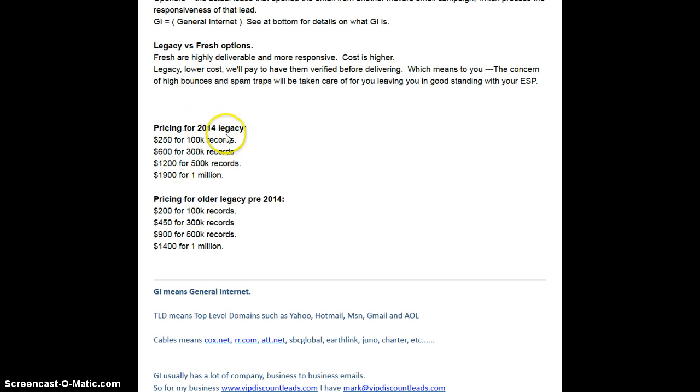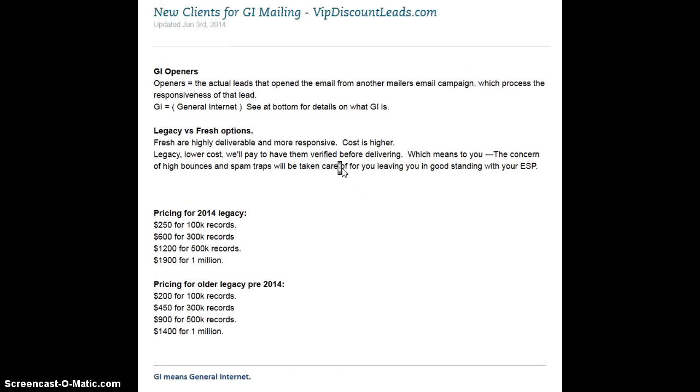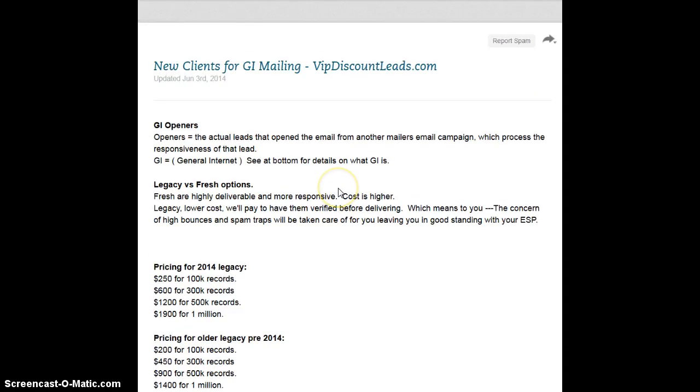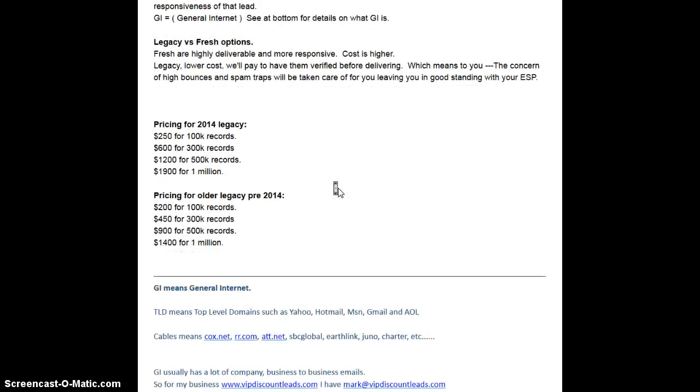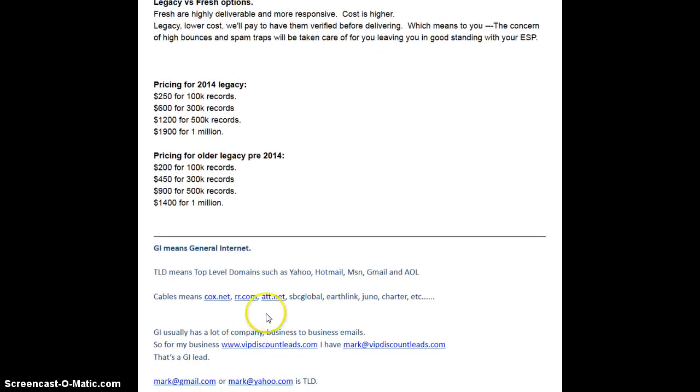So 2014 legacy is going to be a little bit more expensive than the pre-2014. The furthest we go back is 2012, but it would still be all cleaned up, and you would have most of those hard bounces taken out of there. Pretty much no service can get 100% of the bounces out of the file, but most of a good one will get a really high percentage out.